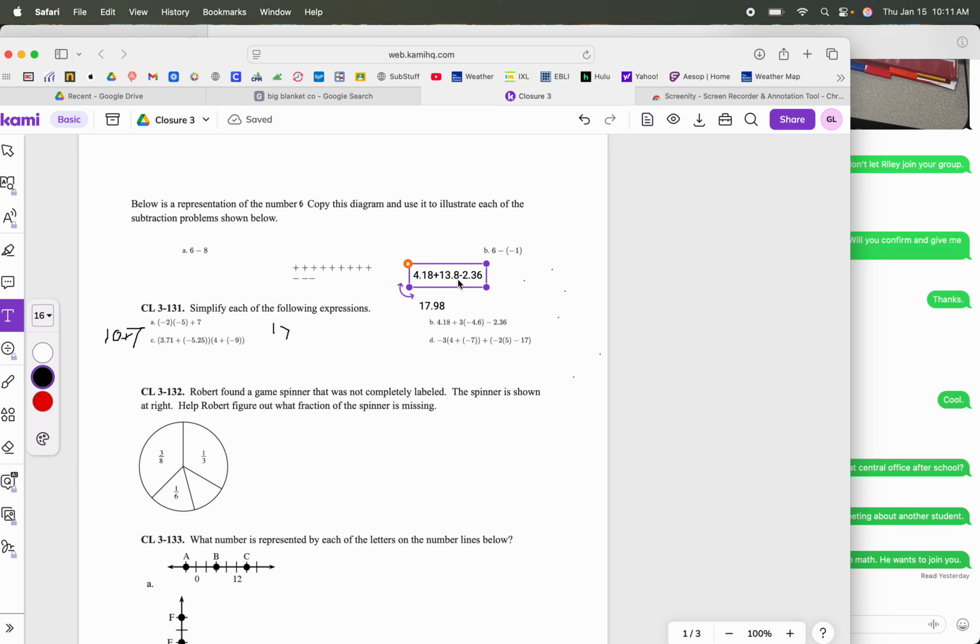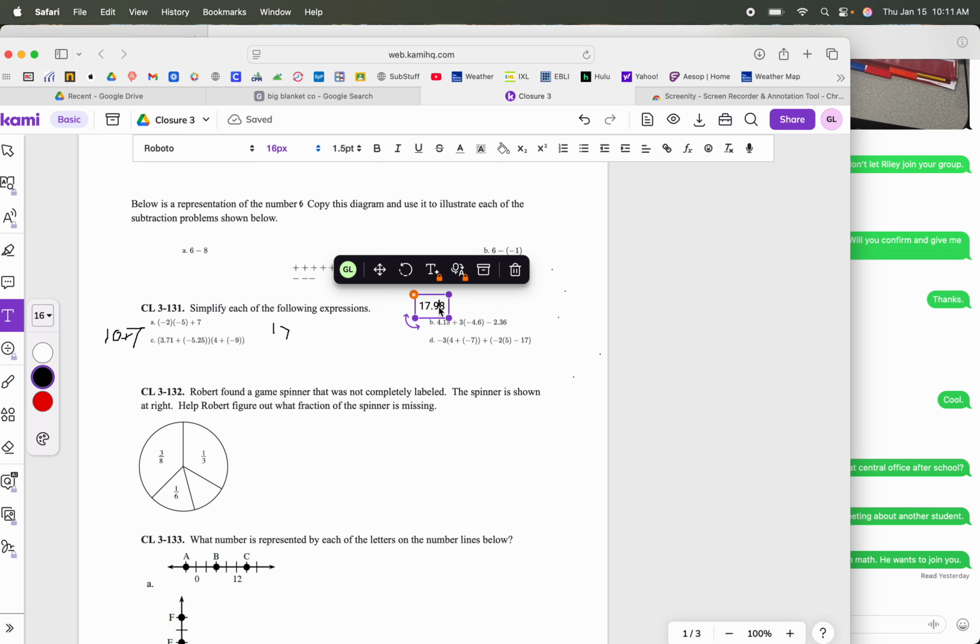I'm going to leave this up here because this is the whole problem. We have just, though, combined these two parts. So now we've got 17 and 98/100ths. And to that, we're actually adding a negative 2 and 36/100ths. So I'm combining a negative and a positive.